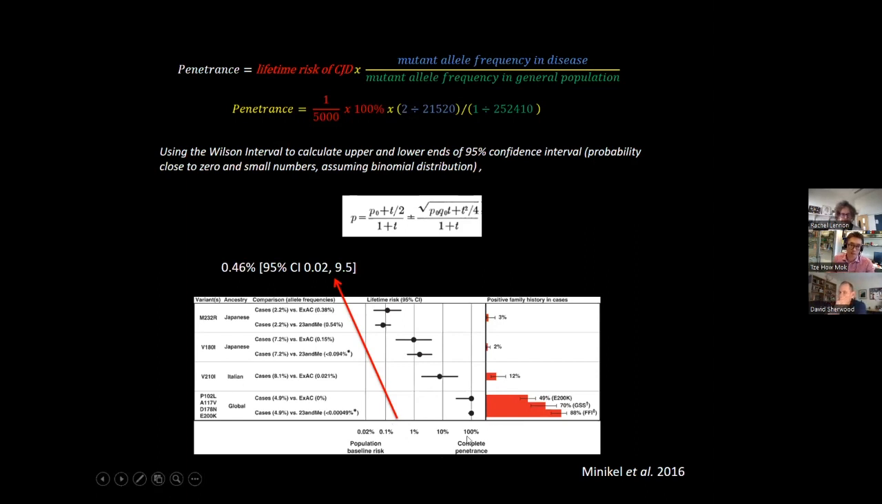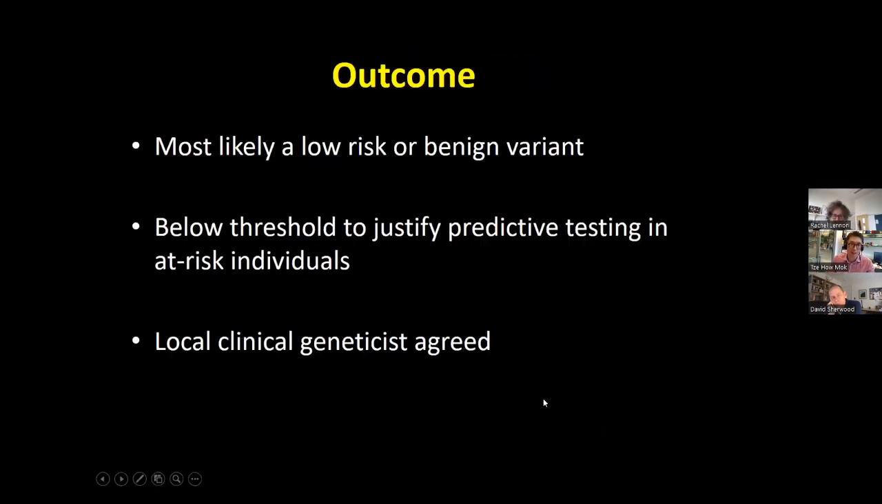And of note, these highly penetrant mutations, E200K, P102L, and D178N are not found in gnomAD, which is consistent with what we would expect. So overall, using these lines of evidence, we conclude that this is most likely a low risk or benign variant. And as such, we felt that it is below the threshold to justify predictive testing in at-risk individuals.